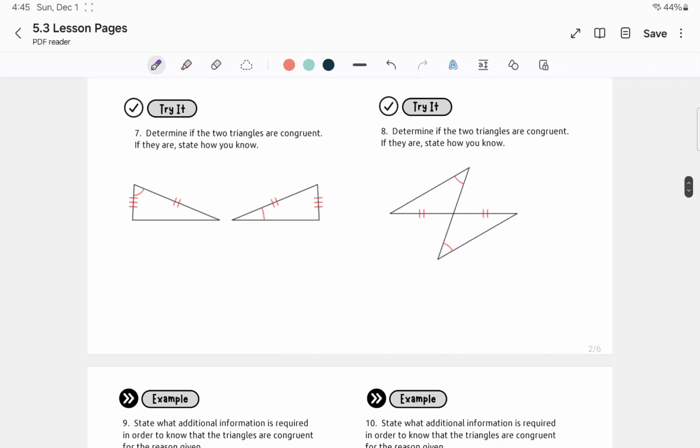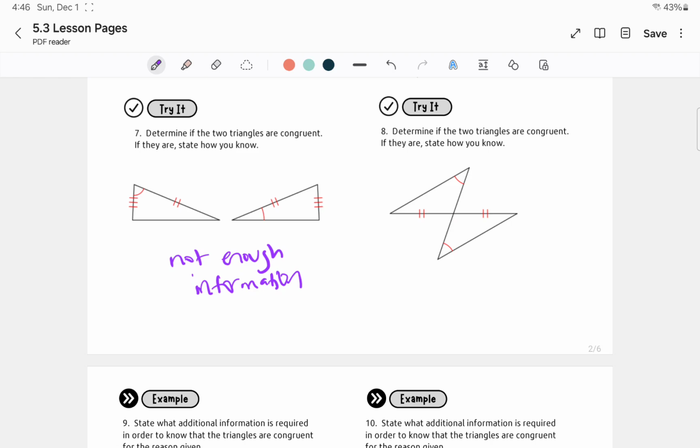All right, so for number 7, we have side, angle, side, which we actually had last time. And then we have side, side, angle, right? So these two don't match. So that would be not enough information. It has to match on both triangles. Like one can't be side, angle, side, and the other one be angle, angle, side. That doesn't work out. They have to both be the same for it to be congruent.